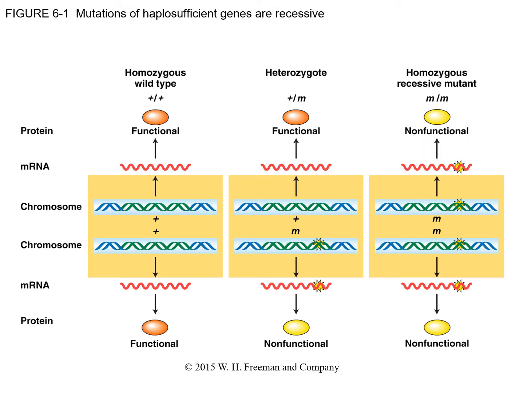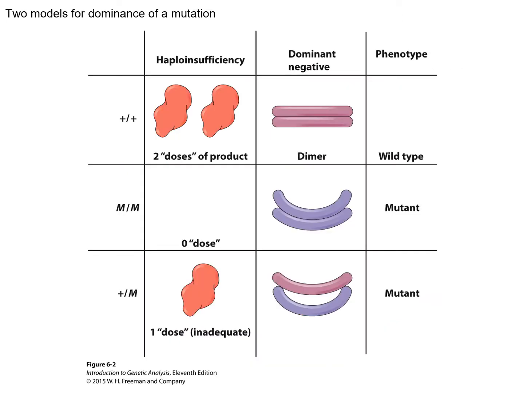In an individual that is homozygous recessive, we have two copies of this non-functional gene that are creating non-functional proteins. In that individual, we don't see the dominant phenotype. That's where we see that recessive phenotype. So we're going to look at a few different examples of haploinsufficiency. At first, I want you to focus on this first column. Ignore everything to the right at first.